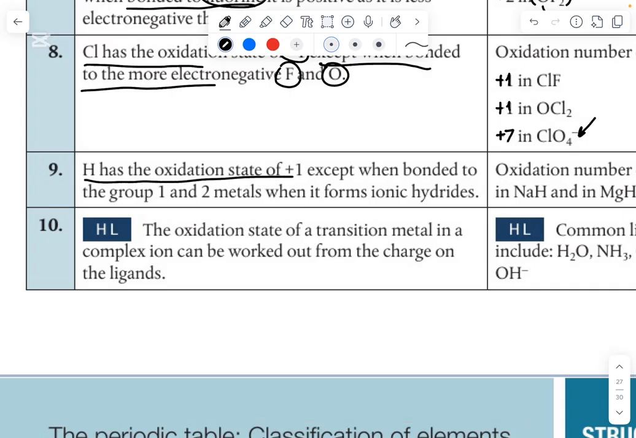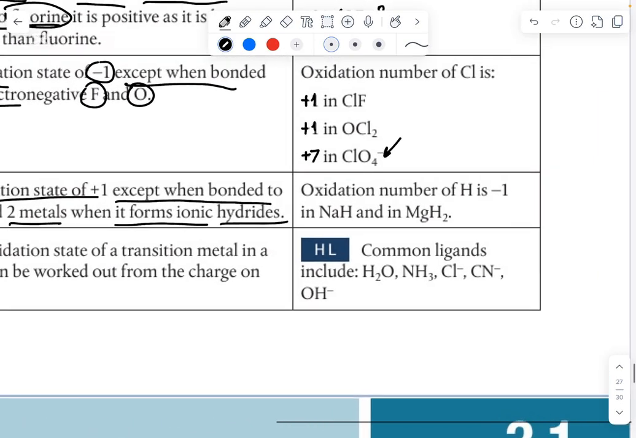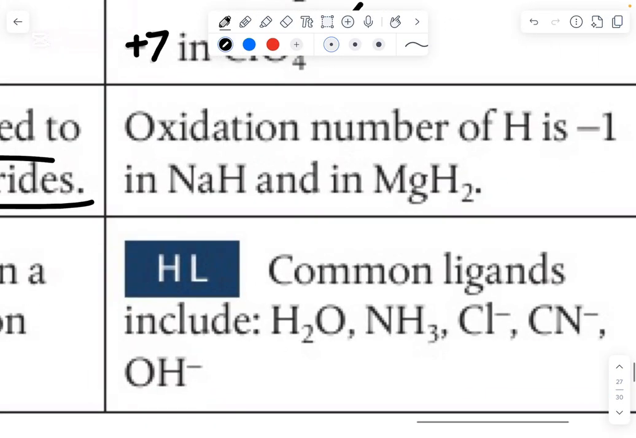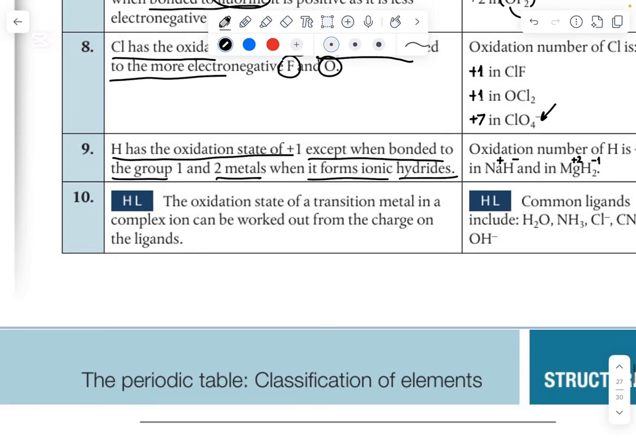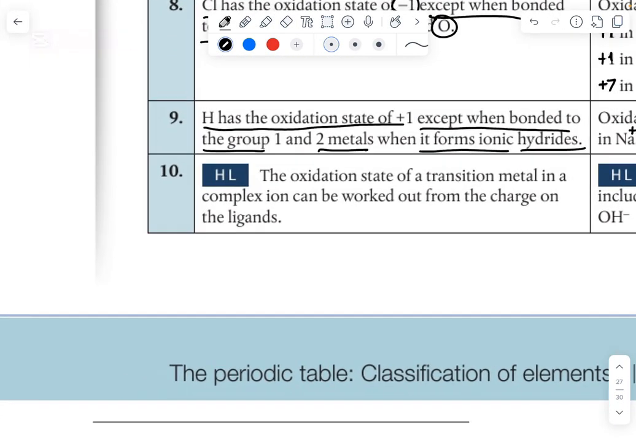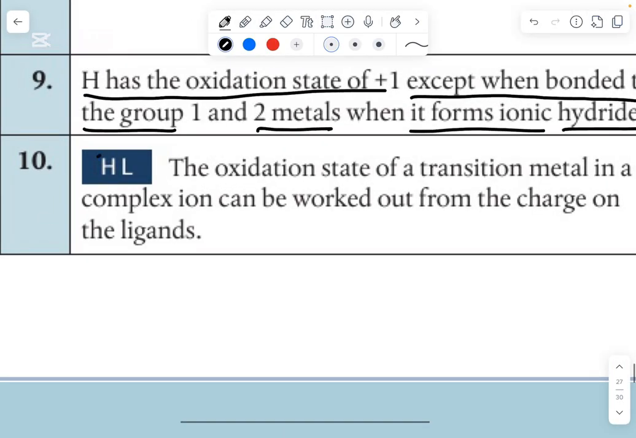Hydrogen has an oxidation state of +1, except when bonded to group 1 and group 2 metals, when it forms ionic hydrides. As you can see here, since sodium has to be +1 always, hydrogen has to be -1, and magnesium has to be +2 always. There are 2 hydrogens, so each hydrogen is going to be -1. These are the ligands, and these are only an HL topic.